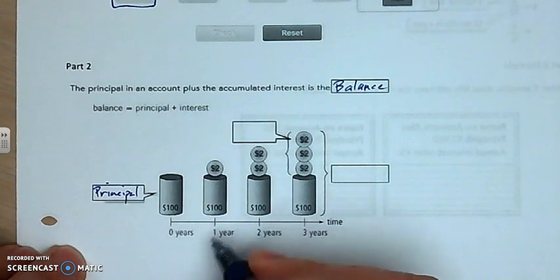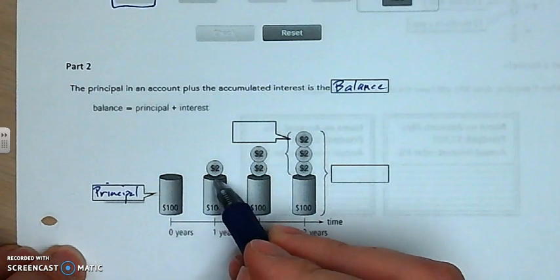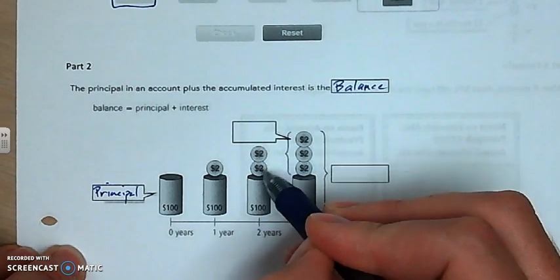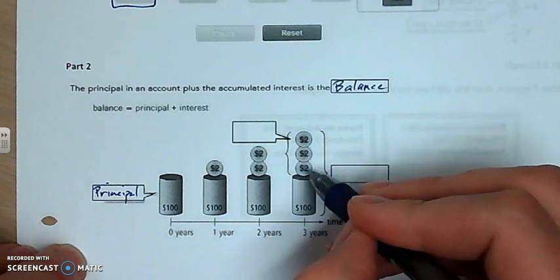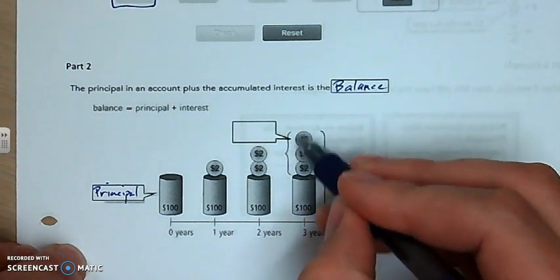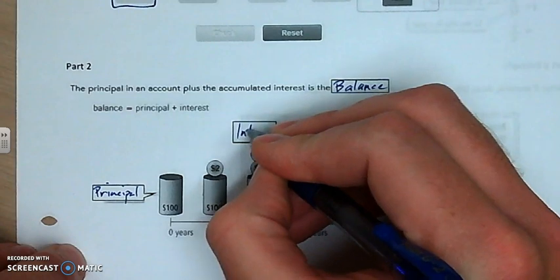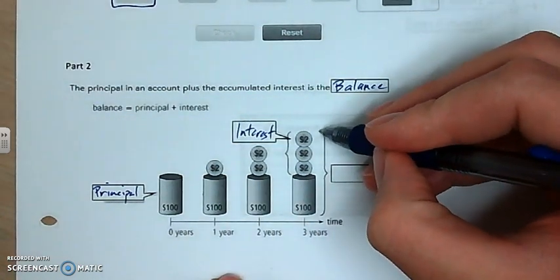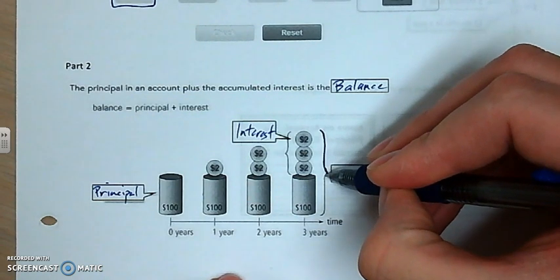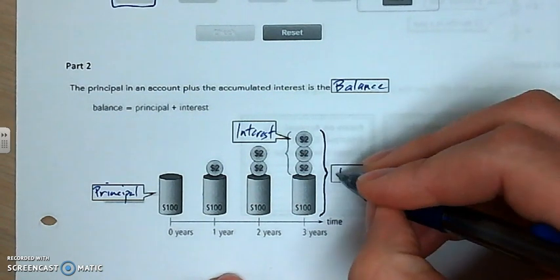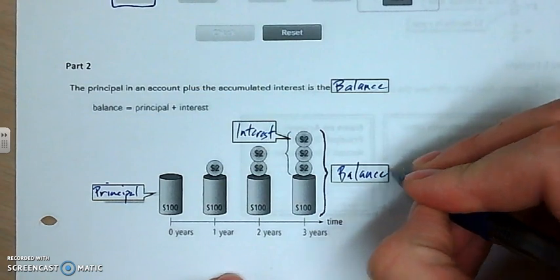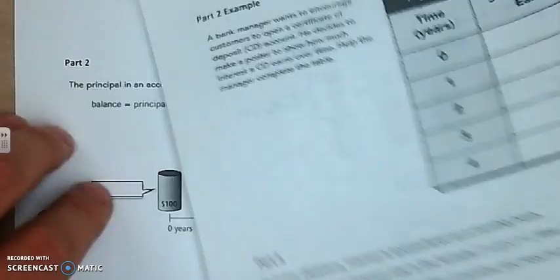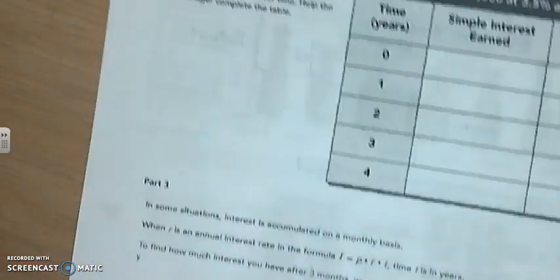All right, and then we're letting our money grow. We're still going to have the principal, but after 1 year we have $2. After 2 years we have $4 extra, and after 3 years we have $6 extra. What was that $6 extra from earlier called? Good. That's called the interest. And then both of these combined, right? The interest plus the principal is going to be called our new balance. All right. So moving on to part 2 example.